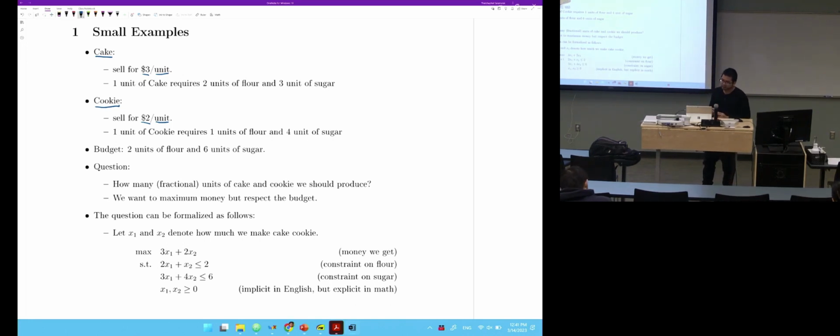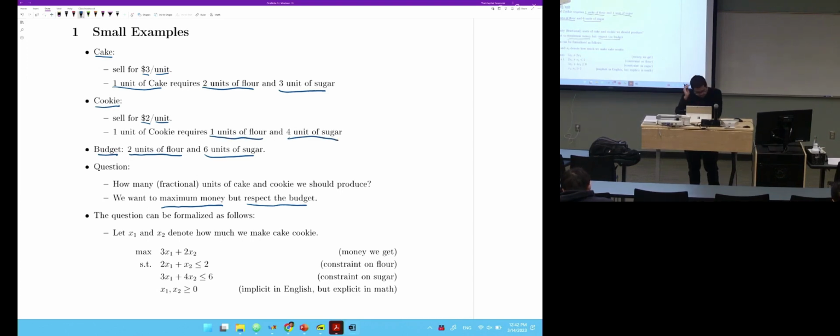So the situation is that, at the end, you want to maximize your money, but you need to respect your budget. Okay. Suppose that you have some budget which says that you have 2 units of flour and 6 units of sugar. And to make 1 unit of cake, you need 2 units of flour and 3 units of sugar. And for cookie, it requires 1 unit of flour and 4 units of sugar.